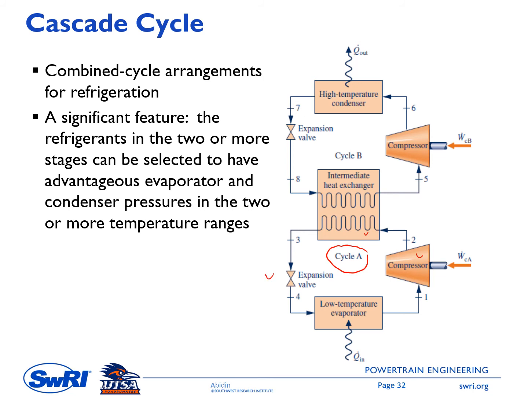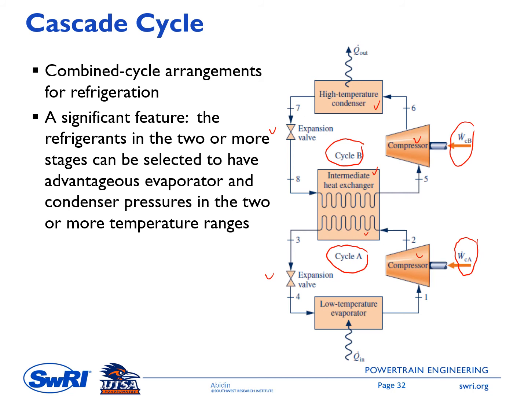And then the second one is cycle B. In cycle B, we have the evaporator on this side, and then the compressor, and then the high temperature condenser and expansion valve. So in this case we have two compressors, so it means we have two works that need to be supplied to this system.